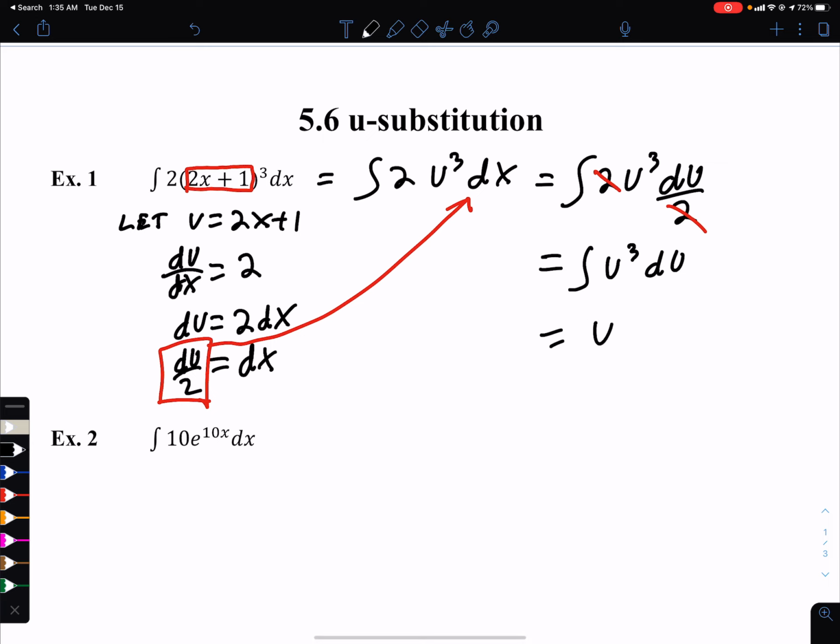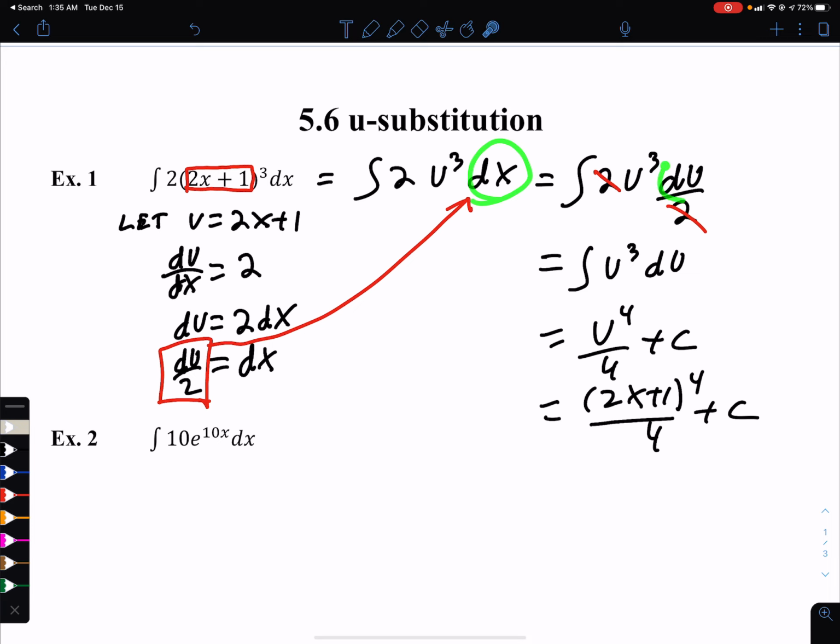I use the power rule. I add 1 to the exponent and divide by that, plus c. And I replace u with what it is, 2x plus 1 to the 4th over 4 plus c. So those are two methods for replacing dx with du. And whatever you prefer, you can do.